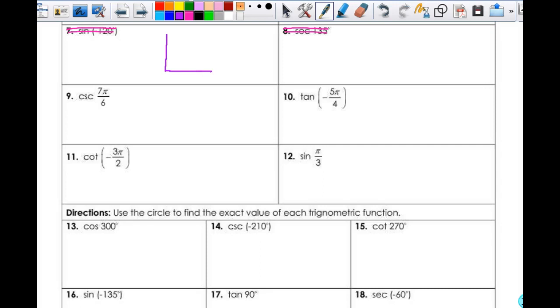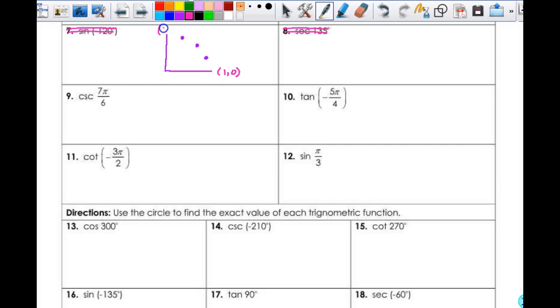And in that first quadrant, so this would be 0, this would be 90, right? Halfway through would be 45, which is really pi fourths. Right about here would be 30, which is really pi sixths. And right about here would be 60, which is really pi thirds. 0 is 0. 90 is really pi halves. So I kind of have those key pieces there. And this ordered pair here would be 1, 0.